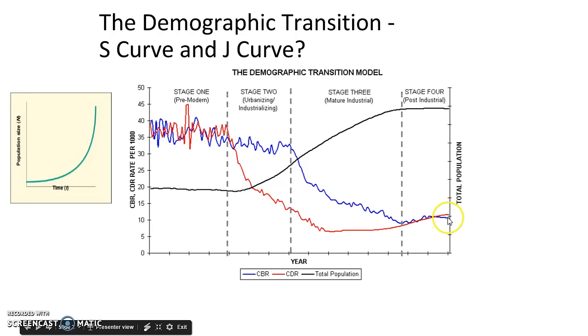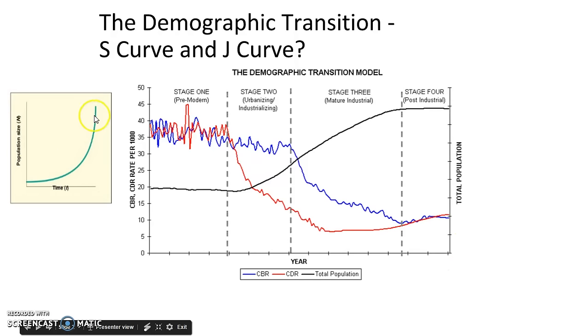If our crude birth rate and our crude death rate were exactly the same, then we would be here at 0. And if our crude birth rate was higher than our crude death rate, we would have very, very low growth, but still positive growth down here near 0.